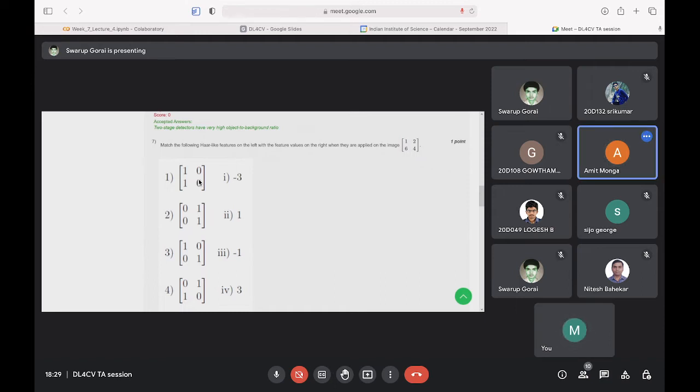Then what? 6 plus 1 is 7 and 4 plus 2 is 6. So 7 minus 6 is 1. No, it is the other way, no? 0 0 1 1 means 6 minus 7. Yeah, the other way it will be minus.